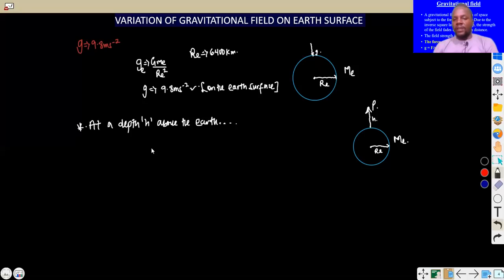From the formula we have learned, the field strength, which we call acceleration due to gravity or gravitational field strength, at point P is now given as G M_E divided by the radius squared. You can see the center to any point is still R_E, and here we have H. So from this point P to this point will be (R_E + H) all squared. I hope students understand that. That's the distance that is separating the two.